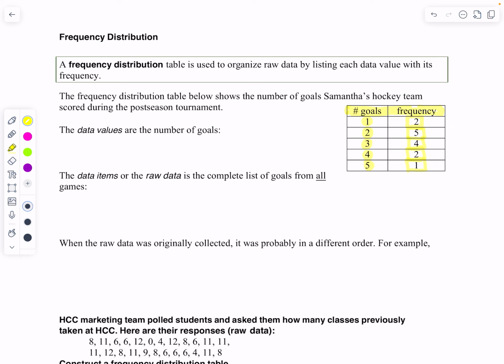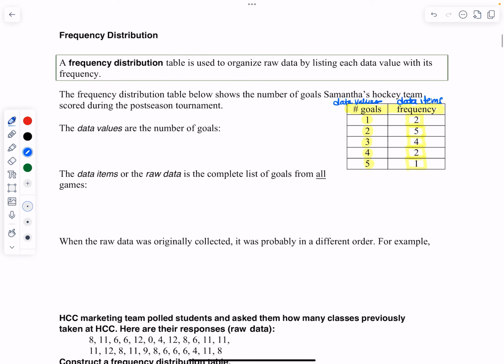The data values are the number of goals. Okay? So that's what we call data values. So we can write that up here. Data values. And the data items, or the raw data, is the complete list of goals from all games. So the data items are listed how many times it happens as a frequency. When the raw data was originally collected, it was probably in a different order.